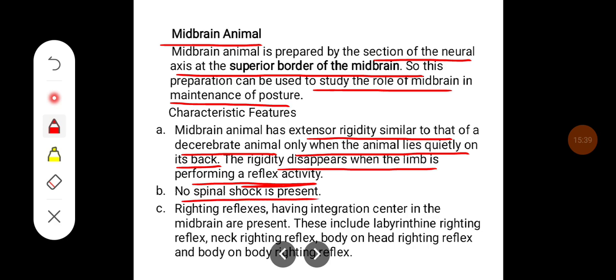No spinal shock will be present. The righting reflexes having an integration center in the midbrain are present. These include labyrinthine righting reflex, neck righting reflex, body on head righting reflex, and body on body righting reflexes.